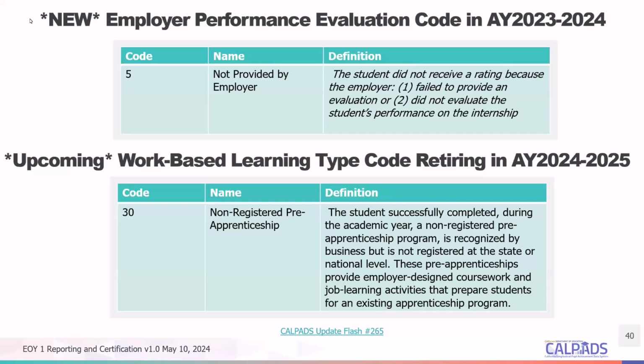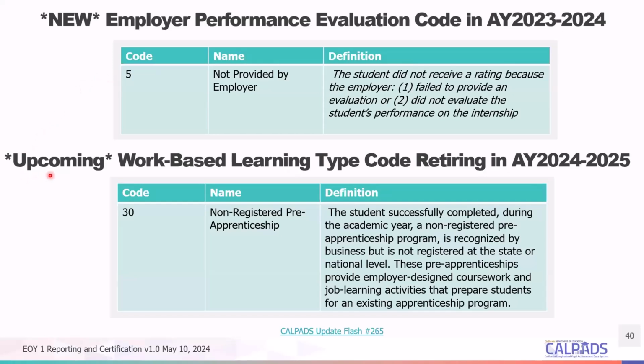Previously, there were 4 codes in this code set, and they included 1 does not meet expectations, 2 partially meets expectations, 3 meets expectations, and 4 above expectations. A 5th code, not provided by employer, has been added in the 23 to 24 academic year and is defined as the student did not receive a rating because the employer either 1, failed to provide an evaluation, or 2, did not evaluate the student's performance on the internship. So that change is currently in effect. You are now able to use code 5 in the employer performance evaluation code field.